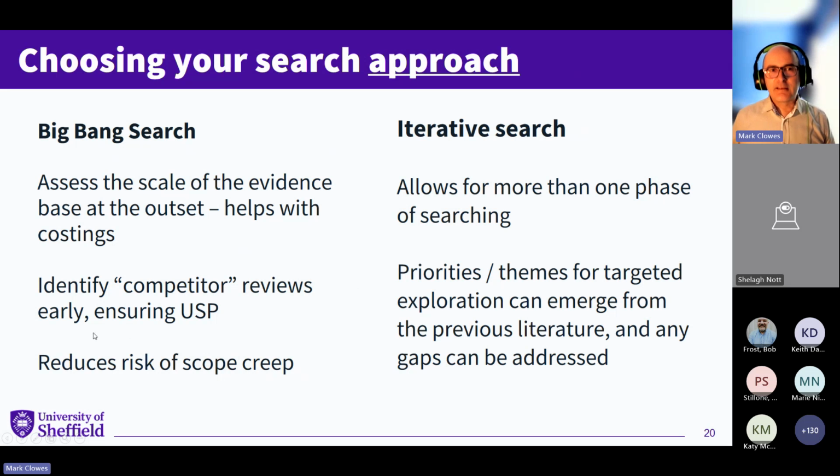So what's going to work for your topic? Are you going to go for that big bang search, or are you going to go for something more iterative that allows you to devise your priorities over time? I think the big bang search gives you that feeling of confidence that the project's within scope. It's going to run to a set time period. You know how much evidence there is. That allows you to cost it properly, and you know what competitors are potentially out there, and you're not going to drift off topic. But the problem is that things can emerge during the review which are interesting, and if you haven't given yourself time to investigate them, then there might be something lacking in your final review product.